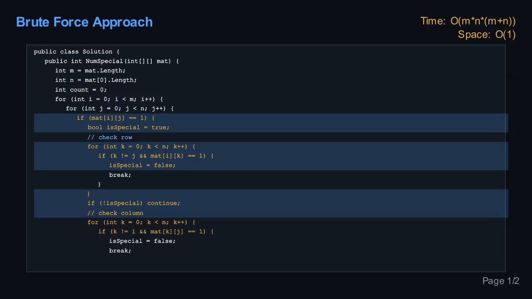This approach is inefficient because for each one, we rescan its entire row and column, leading to redundant checks. This results in a time complexity of O(m times n times (m plus n)), and space complexity of big O of 1, constant time.